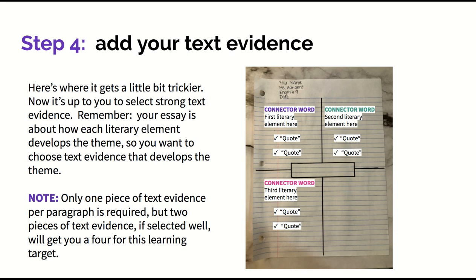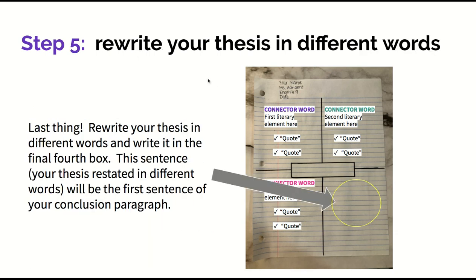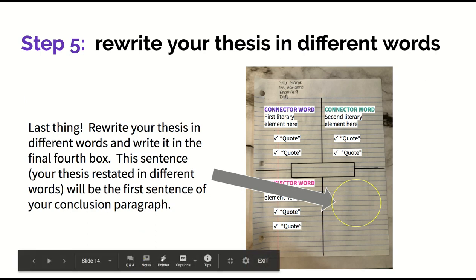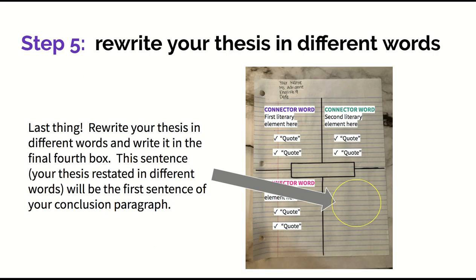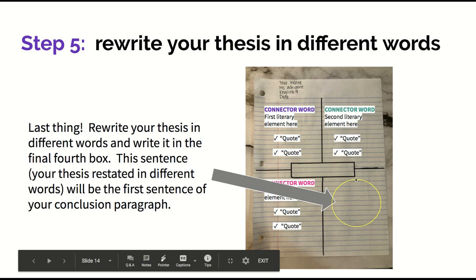And then the final step of this process is that you're going to rewrite your thesis in different words. Okay, so the last thing is to rewrite your thesis in different words and write it in the final 4th box. This sentence, your thesis restated in different words, will be the first sentence of your conclusion paragraph. So you're going to rewrite your thesis in this last box right here.